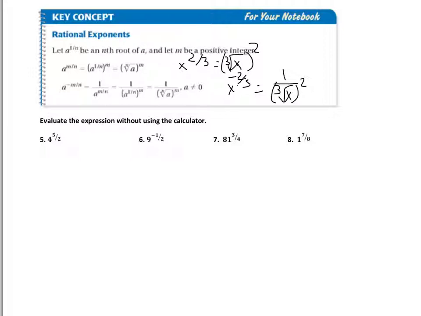Okay? So if you think about this, you have the square root of 4 to the 5th power. The square root of 4 is 2. 2 to the 5th power, 32.